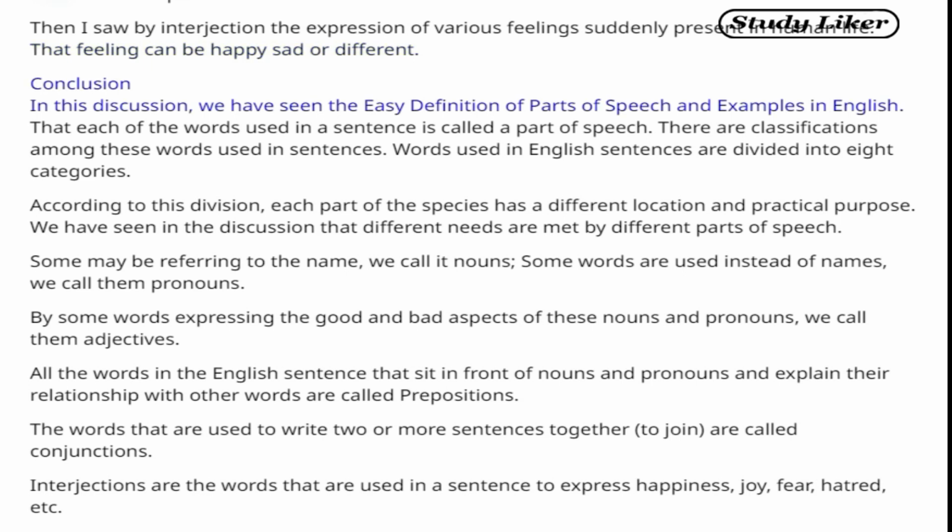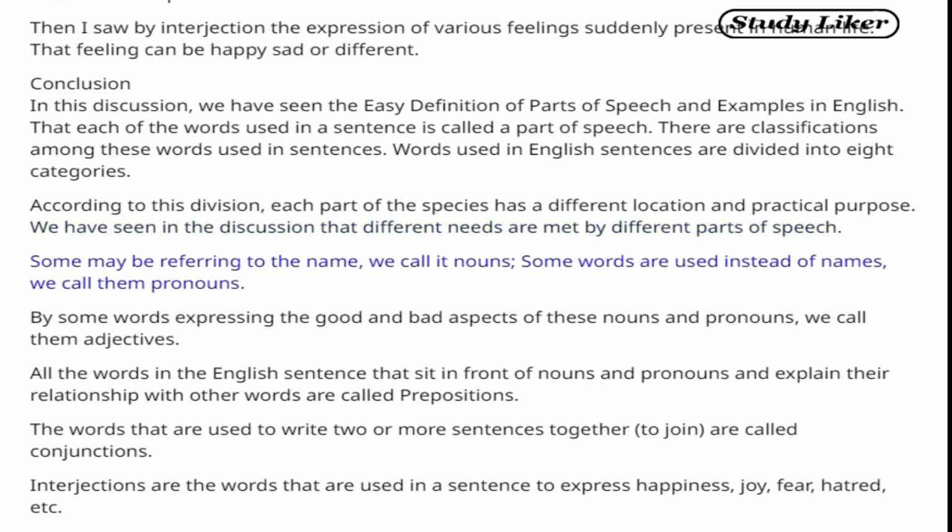Conclusion. In this discussion, we have seen the easy definition of parts of speech and examples in English. Each of the words used in a sentence is called a part of speech. There are classifications among these words used in sentences. Words used in English sentences are divided into 8 categories. According to this division, each part of speech has a different location and practical purpose. We have seen in the discussion that different needs are met by different parts of speech.